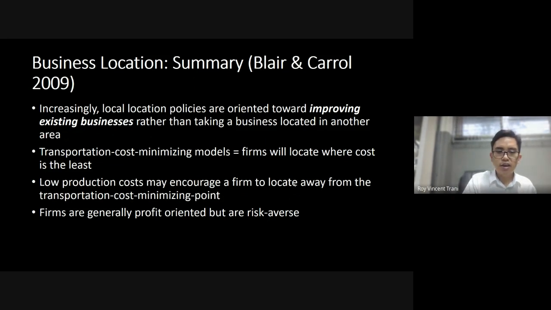And then finally, firms are generally profit oriented but are risk averse. So again, going towards the first statement, it will be very difficult to convince businesses and firms to go to your area unless they make a very significant profit, because, again, talking about inertia, they will tend to stay in their safe spot rather than risk everything and lose their customer base.